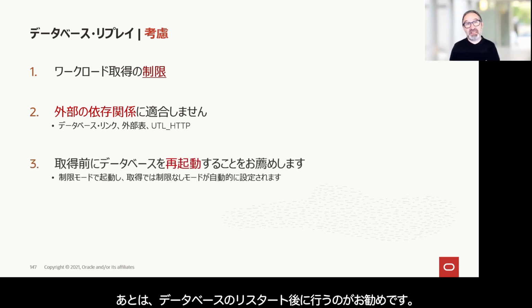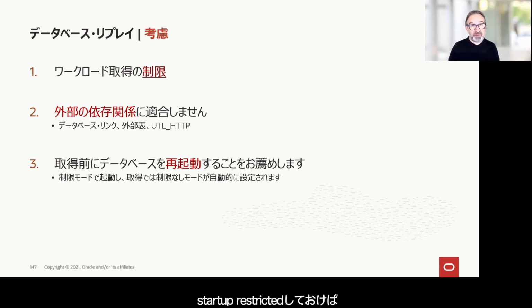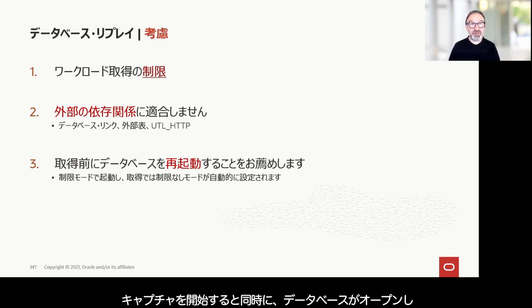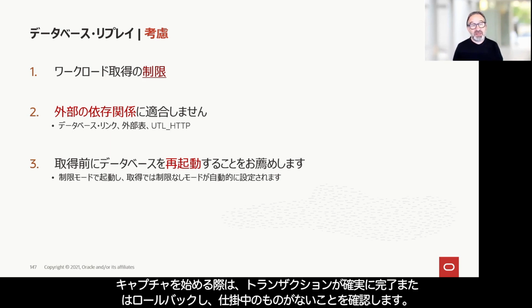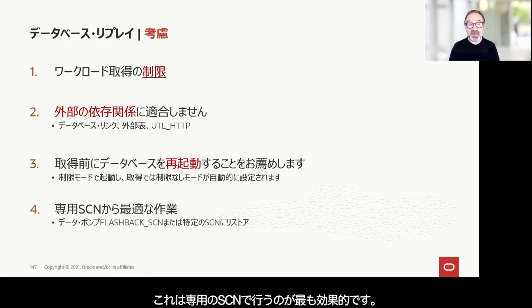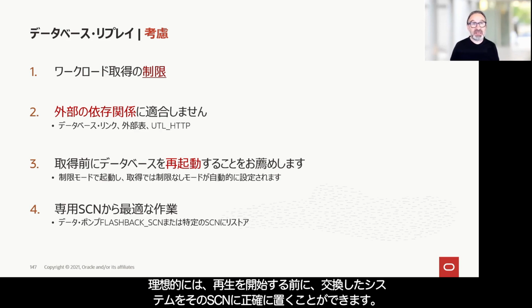Plus, it's ideal when you restart the database. So in an ideal scenario, before you start your capture, you bring down your database, then you start it up restricted, and as soon as you start the capture, it opens the database unrestricted, and then the application calls can come in. This way, the capture makes sure that no transactions are caught in flight and need to be figured out or rolled back or whatever. And it works best from a dedicated SCN. When you do this, the capture tells you the SCN. Ideally, your replay system can be put exactly on that SCN before you kick off the replay.